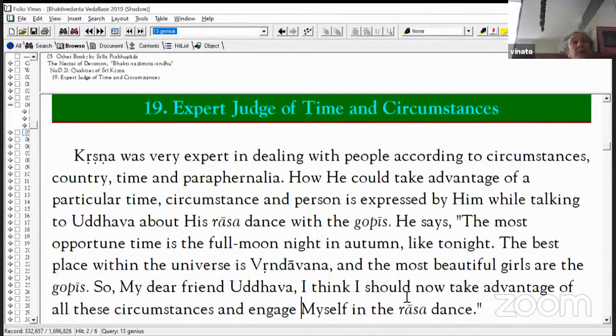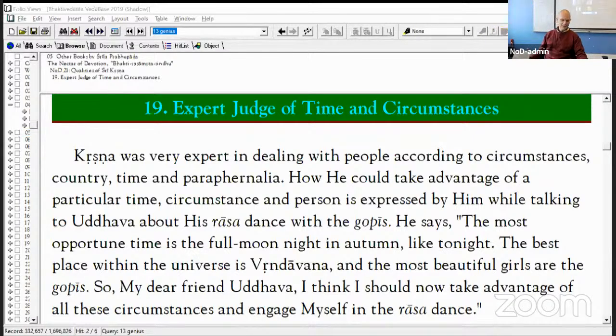Maybe when he came to Jarasandha, he understood that they should dress themselves as brahmanas and ask for charity, because he knew that he was so charitable. So at the end, it worked. Okay, thank you. Somebody else, can you think of an example of how Krishna is an expert judge of times and circumstances? Every one of you should come up with something.